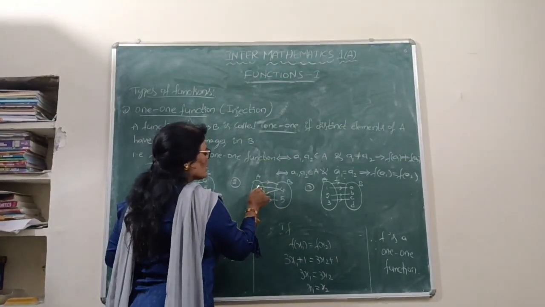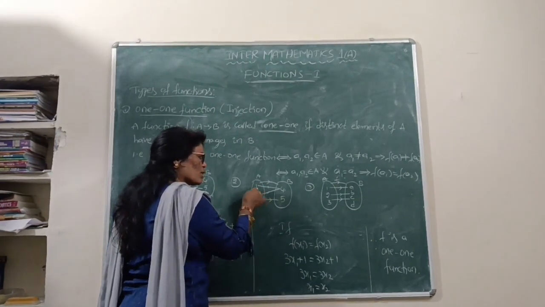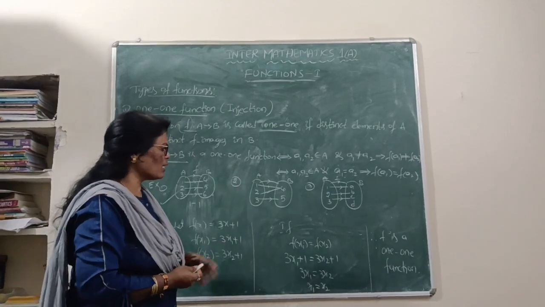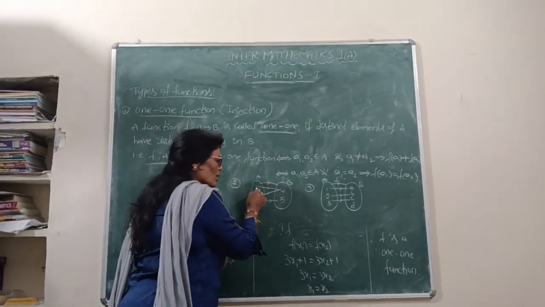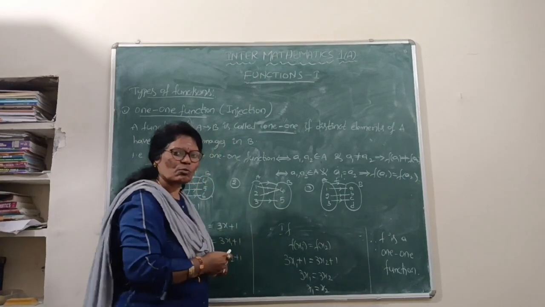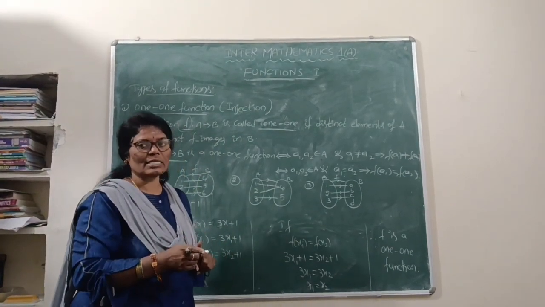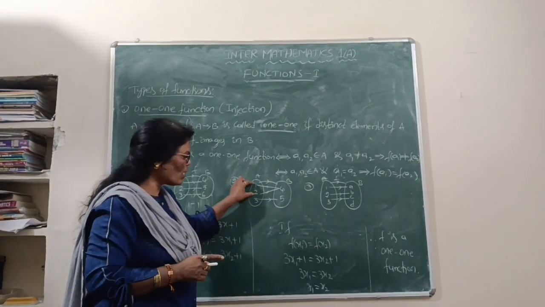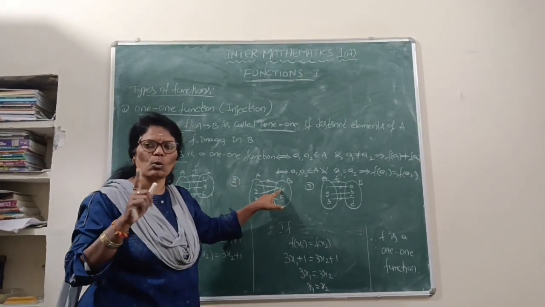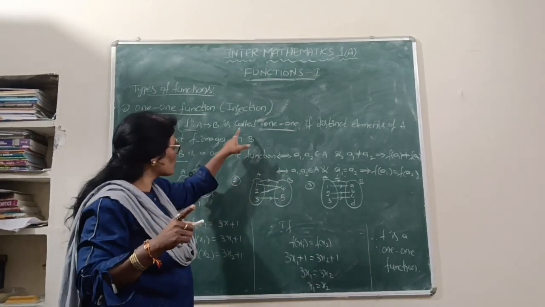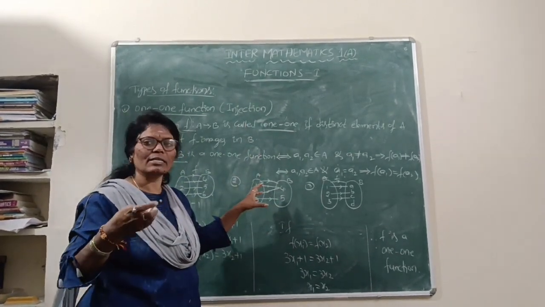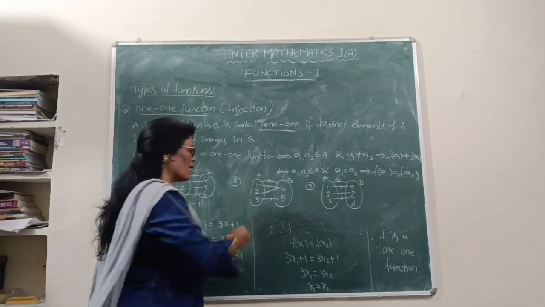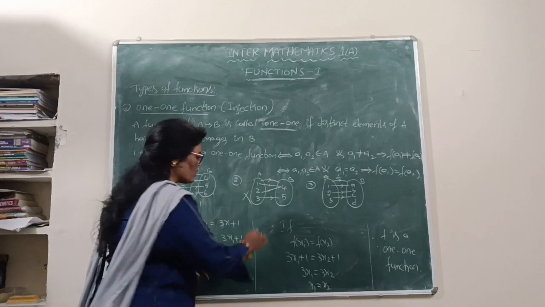Here distinct elements 1, 2, 3 in A are there, and 4, 5 are elements in B, but here 1 and 2 have the same image. 3 has the image 5, but for two elements the image is just one. So what is the definition, ma? Distinct elements have to have distinct F images in one-to-one. So that's why it is not a one-to-one function.